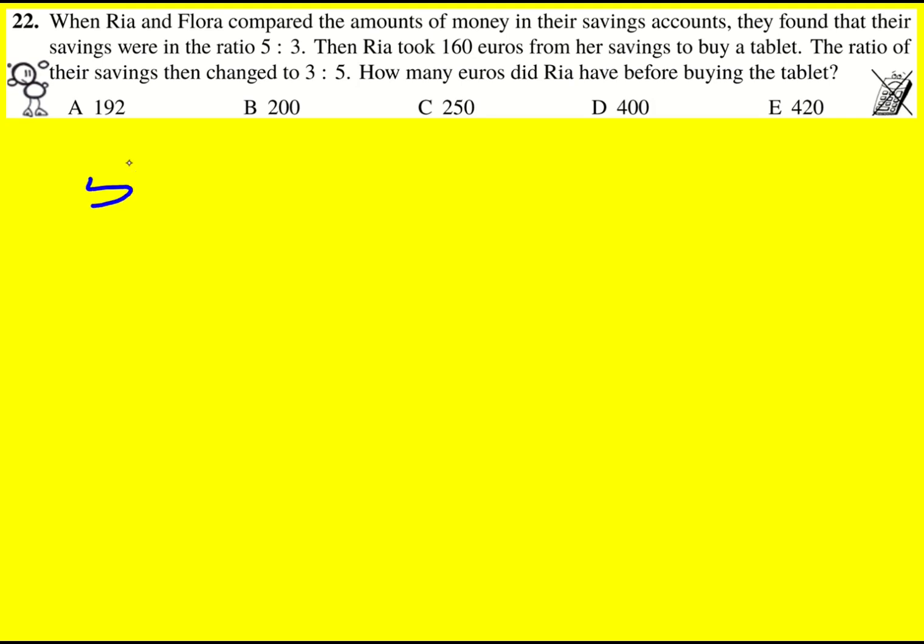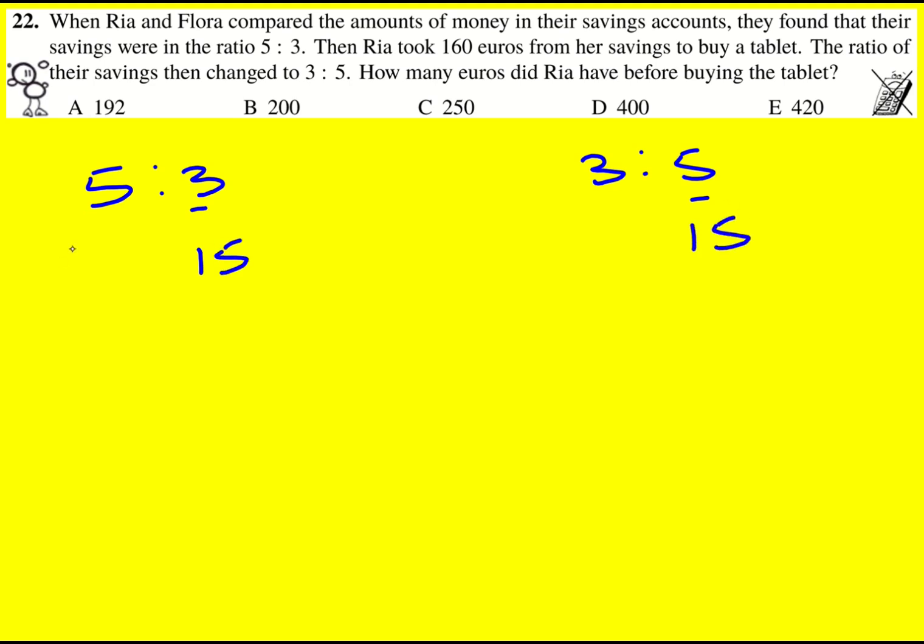The ratio before any money was taken out was 5 to 3, and then after it was 3 to 5. Now, importantly, Flora has not taken any money out, so they've got the same at the start and at the end. So if we can make these the same, then we can have a look at how Ria's money has changed. So we can do this by making these both 15.